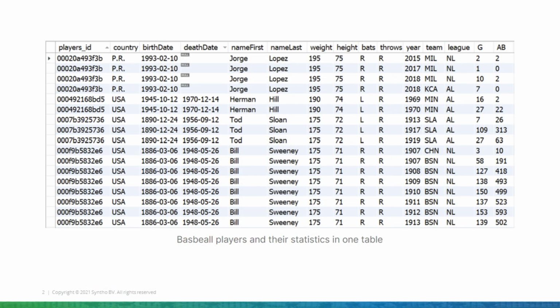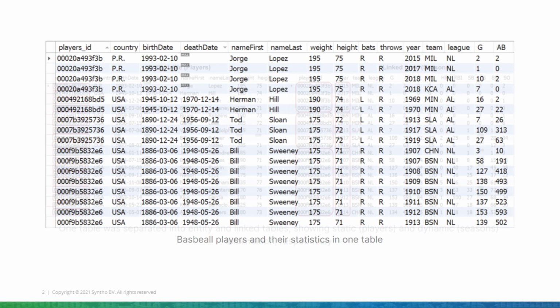Imagine you have a data set detailing baseball players and their statistics across different seasons. This is a sequential data set where the timing and sequence of events, here, the seasons, offer valuable insights. Our goal is to split this data set into two, one focusing on the entities, in our case the baseball players, and the other on the events, the seasons and their statistics.